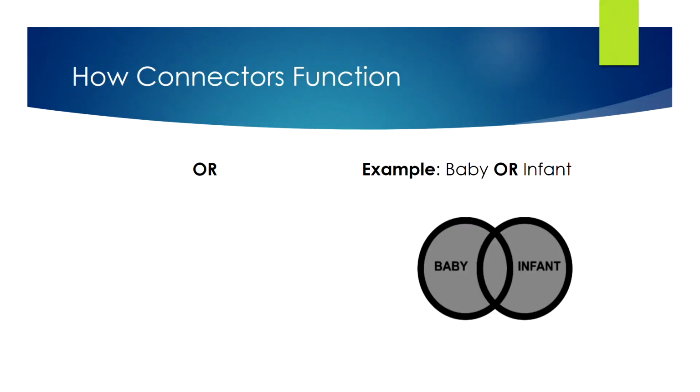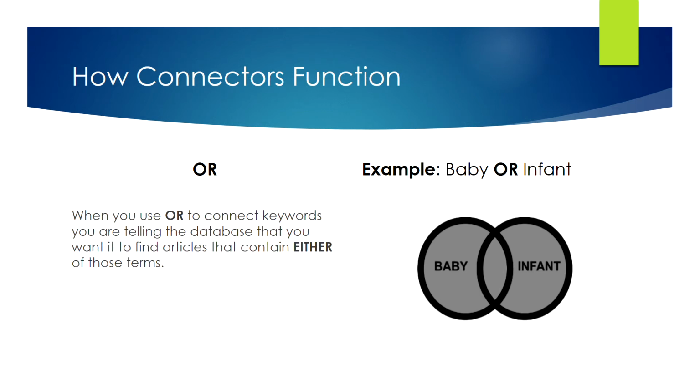Conversely, the word or works in a much different manner. Or, if it helps you to remember, rhymes with more. So when you use the word or, you're going to retrieve more items than you will with the word and. In this particular example, we would accept any article that has the word baby in it, any article that has the word infant in it, and any articles that contain both baby and infant. So you can see in this particular case, we will have a much larger yield of articles when we use the word or.